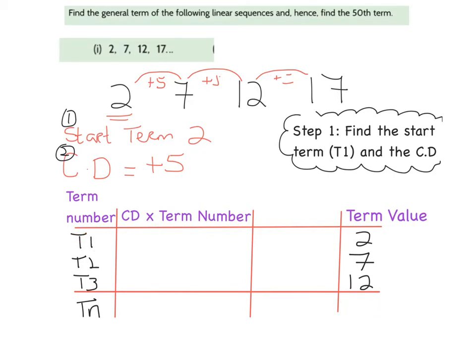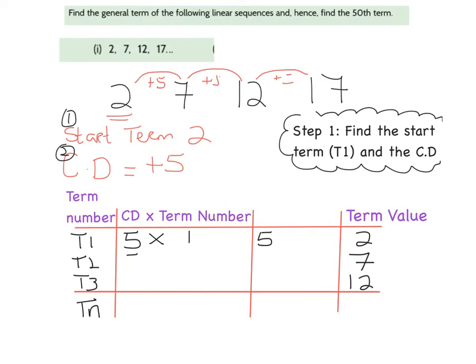Term 1, we now move into the second column, which is CD multiplied by term number. And the CD stands for common difference. The common difference we figured out in this sequence here is plus 5. So it's the common difference multiplied by the term number, which in this case is 1. So it will be 5 multiplied by 1, and my answer here is 5.